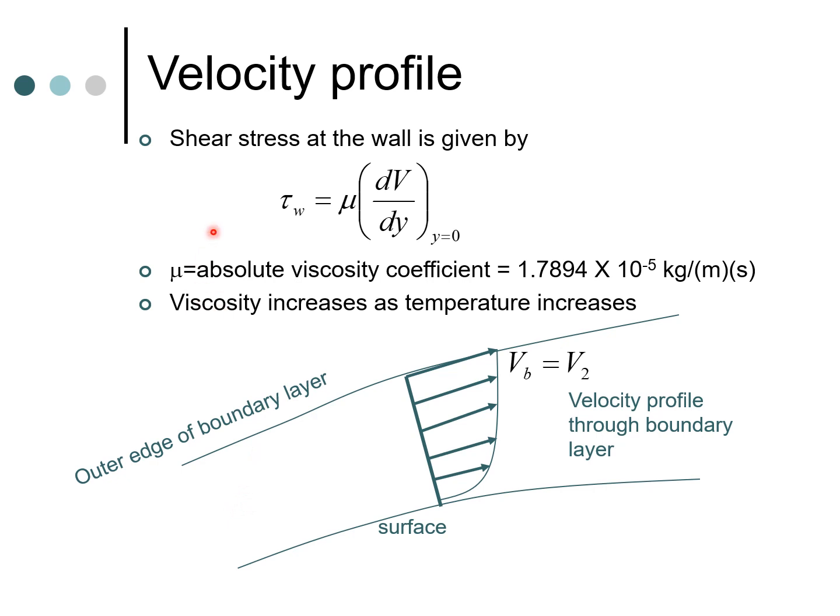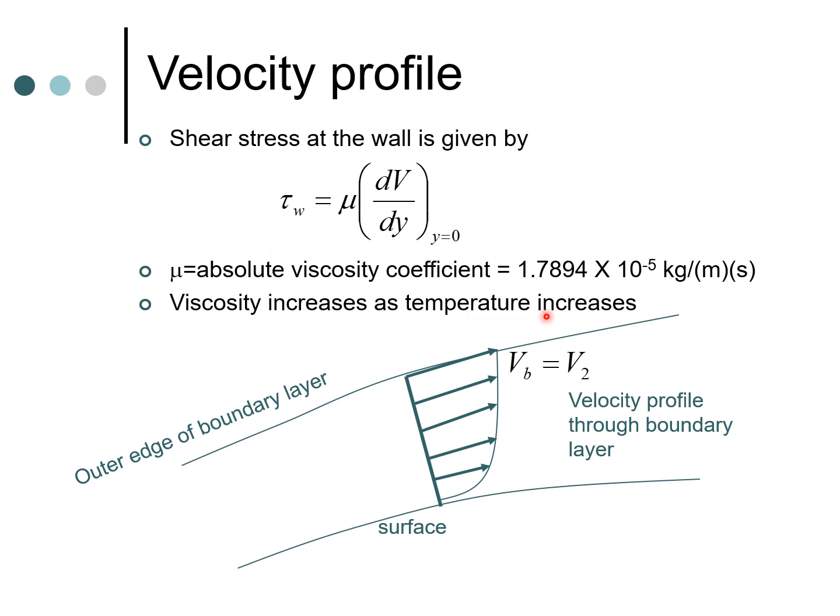Now the shear stress definition at the wall is given by tau w equals mu dv by dy at y equals 0. Remember, the slope is always measured at y equals 0, which is at the boundary layer surface. This constant factor mu is known as the absolute viscosity constant, which for air is 1.7894 times 10 to the power of minus 5 kg per meter second. This is a physical constant similar to the density of air and so on. We can clearly see that tau is directly proportional to dv by dy, and that's why we can say that the skin friction drag in laminar flow is less than that in turbulent flow.